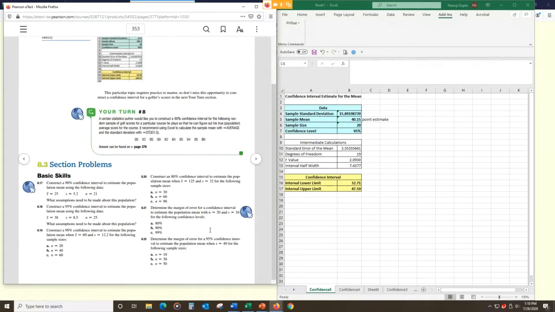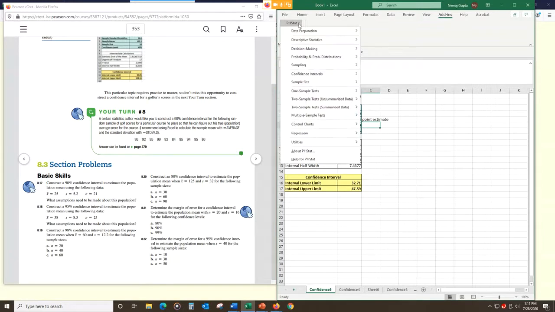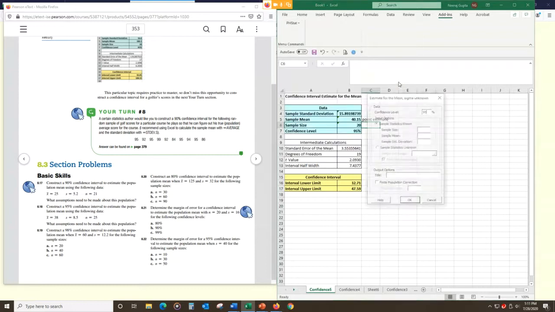Now let me do one more problem for mean before I go to the proportion. Here, if you look at 8.21, it says determine the margin of error for a confidence interval to estimate the population mean when n is 20 and s is 16 with the given confidence levels. Margin of error depends upon the confidence level, but it doesn't depend upon the sample mean, because it depends upon the standard deviation. So instead of using the formula, I can go to the confidence interval with sigma unknown and provide the confidence level.